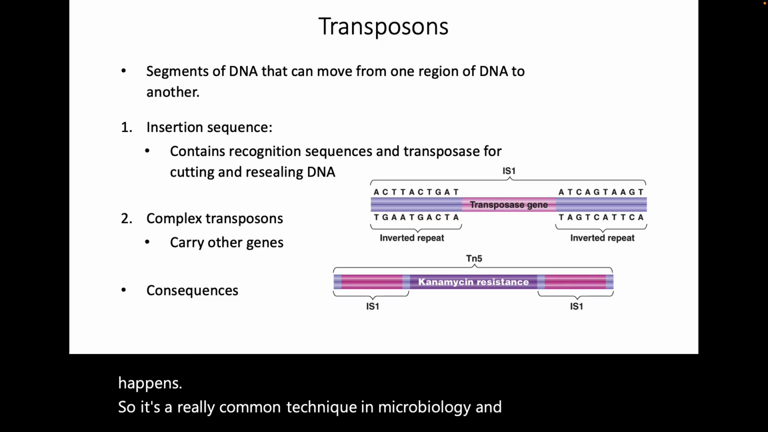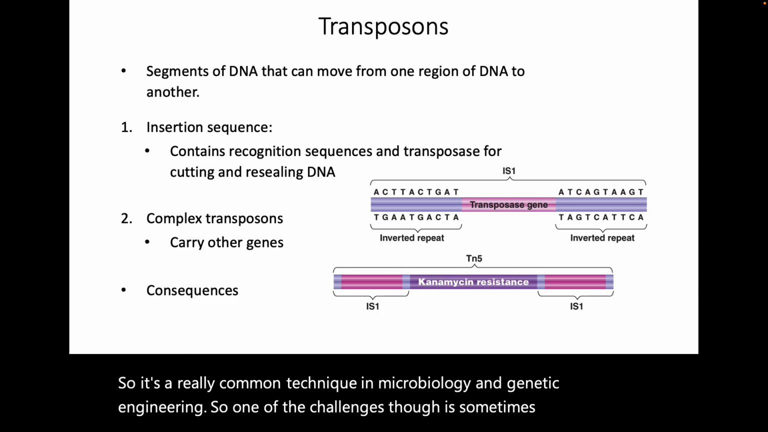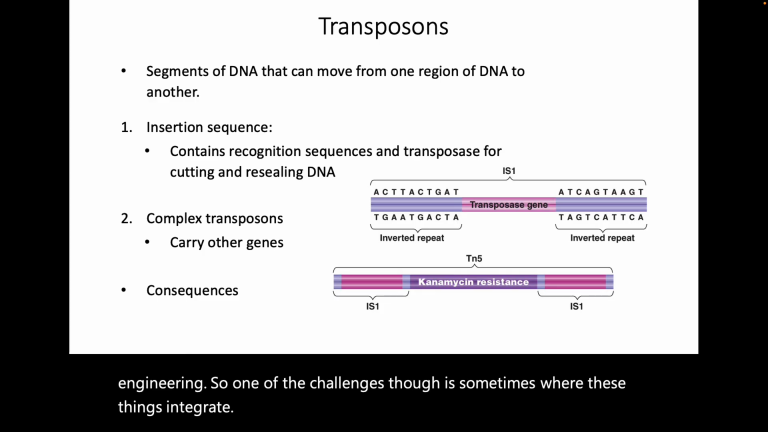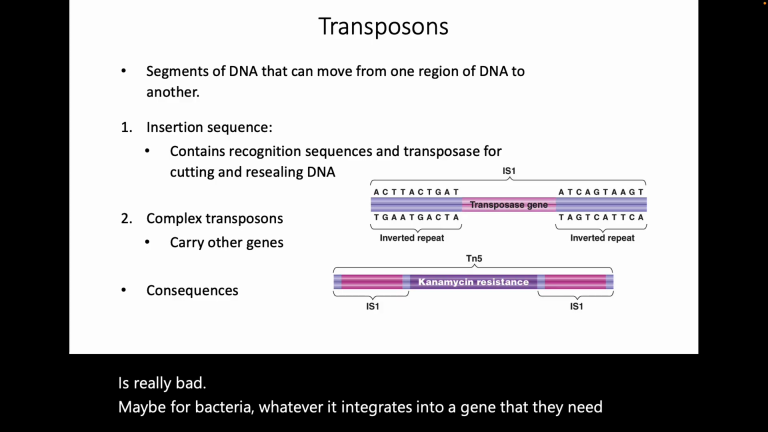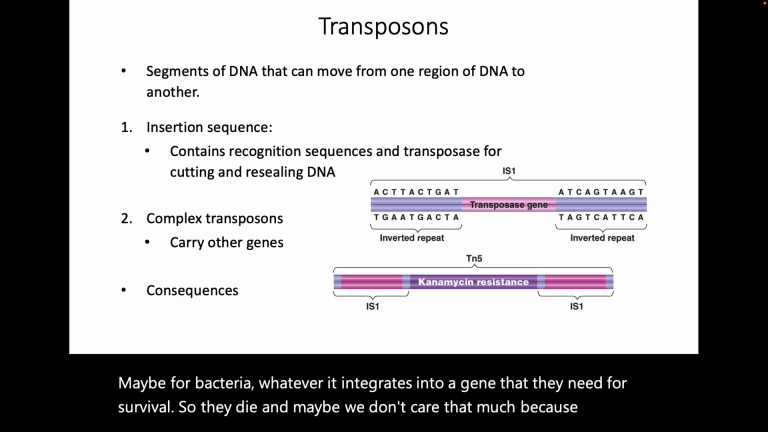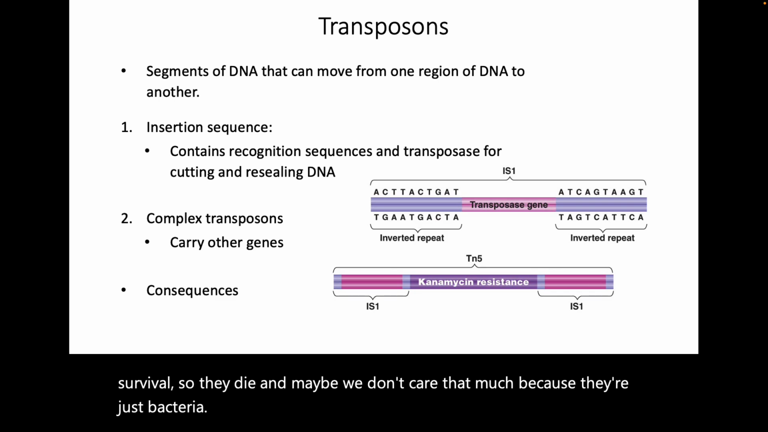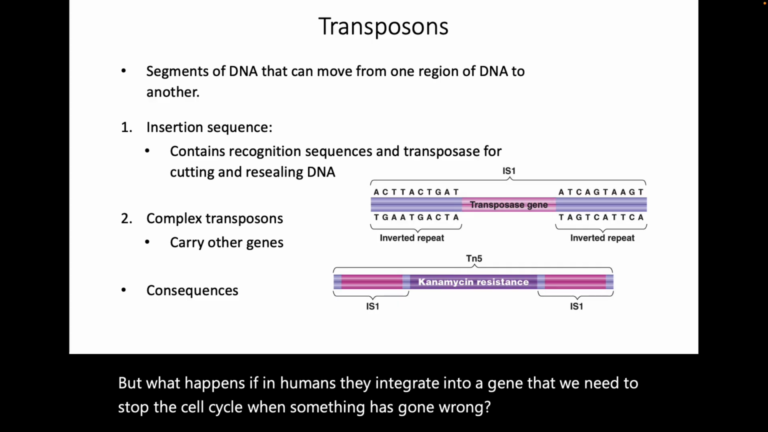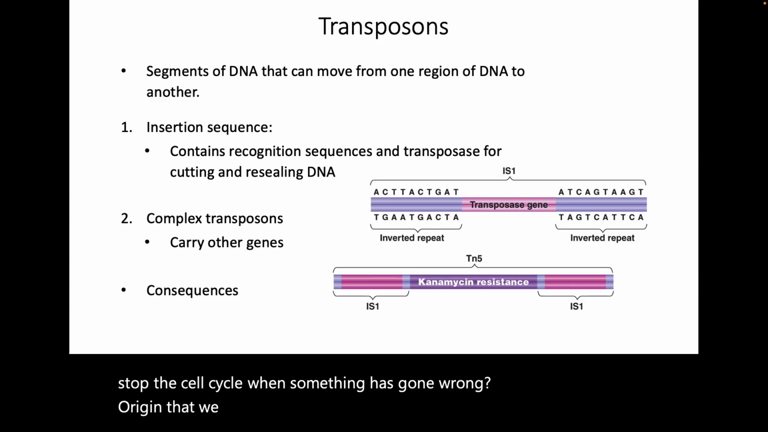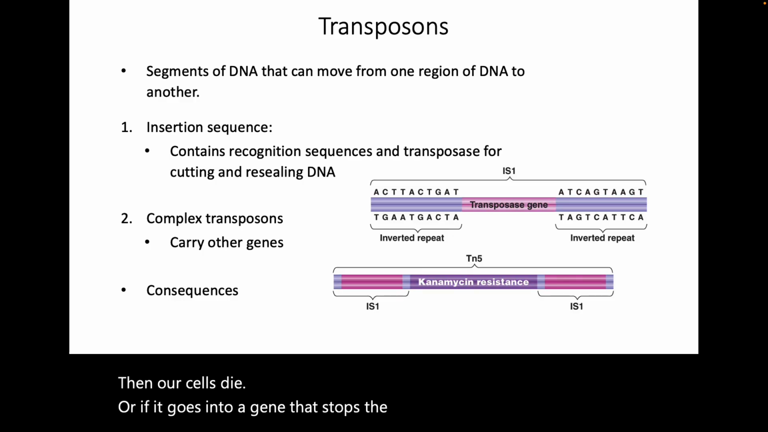So one of the challenges, though, is sometimes where these things integrate is really bad. Maybe for bacteria, whatever, it integrates into a gene that they need for survival, so they die. And maybe we don't care that much because they're just bacteria. But what happens if, in humans, they integrate into a gene that we need to stop the cell cycle when something has gone wrong? Or a gene that's critical for our metabolism, then our cells die. Or if it goes into a gene that stops the cell cycle, then that's the development of cancer.